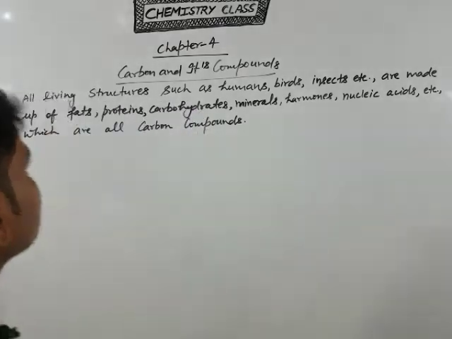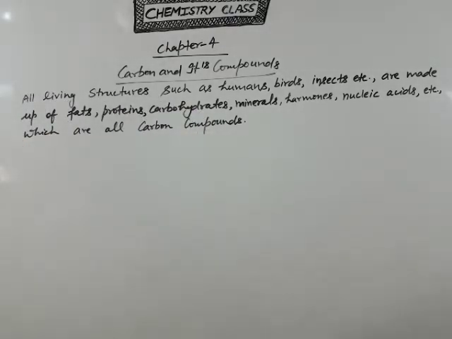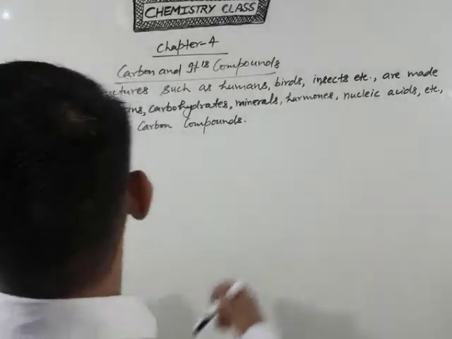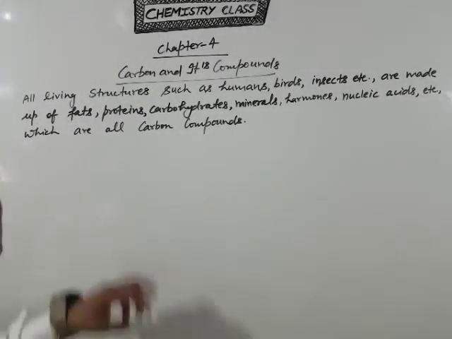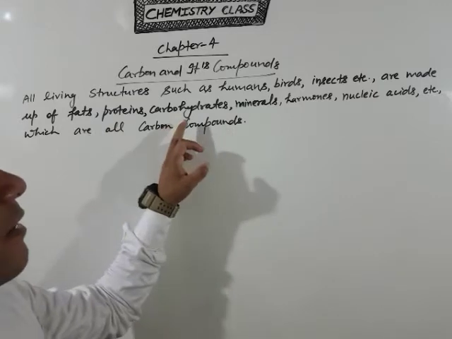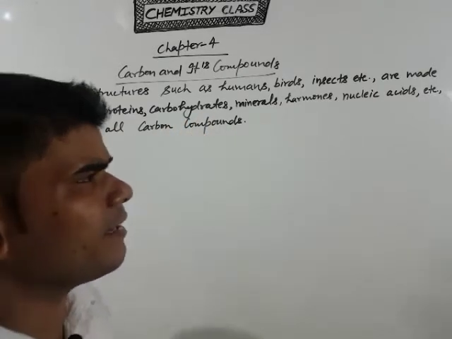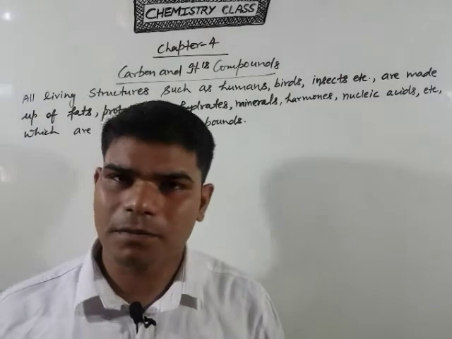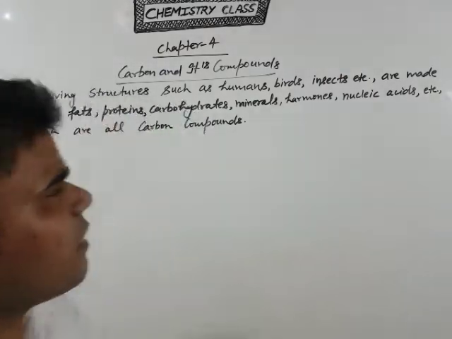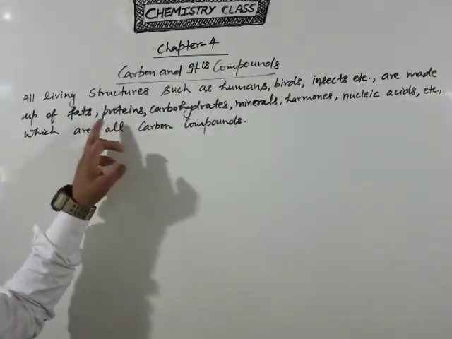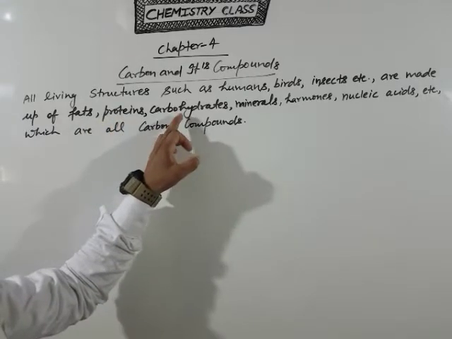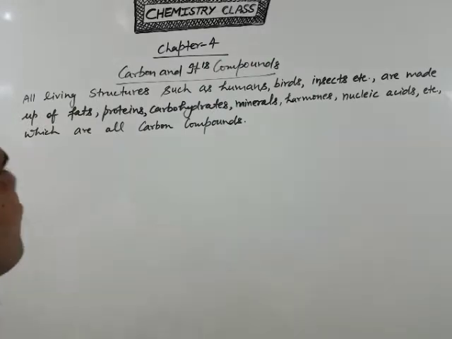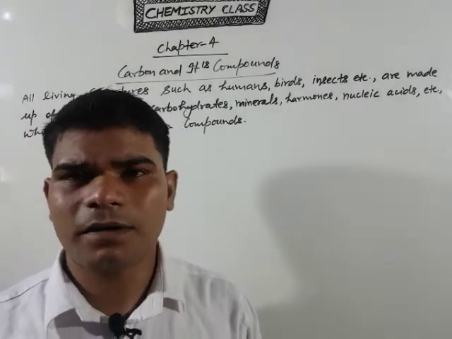So let's see. All living structures such as humans, birds, insects, etc. are made up of fat, proteins, carbohydrates, minerals, hormones, nucleic acids, etc., which are all carbon compounds. So students, in our life these very important substances are generally made up of carbon compounds.